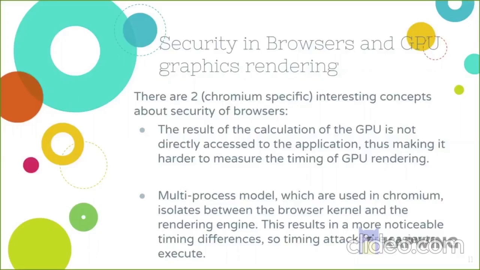On the other hand, in Chromium's multiprocess model, the browser kernel is isolated from the rendering engine. This makes for more noticeable timing differences. So in that model, timing attacks are easier to execute.